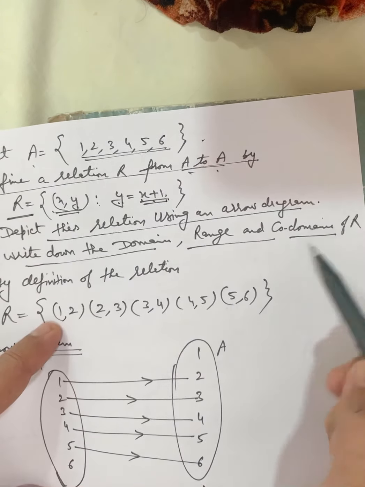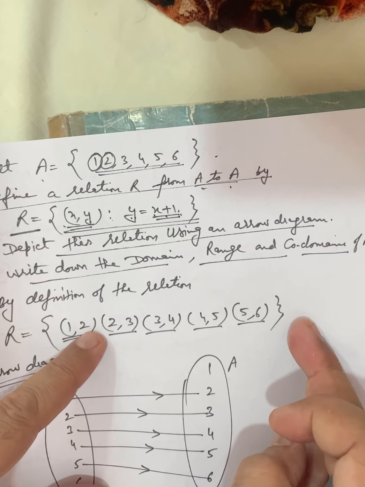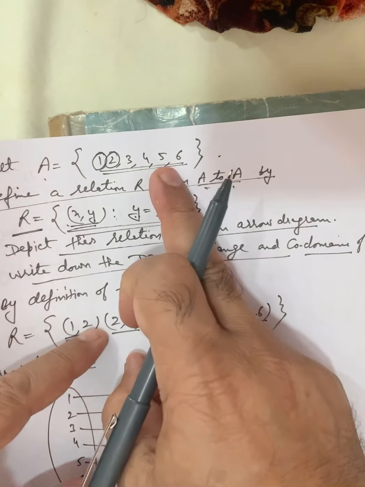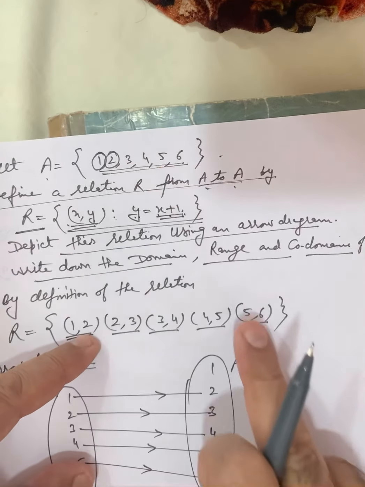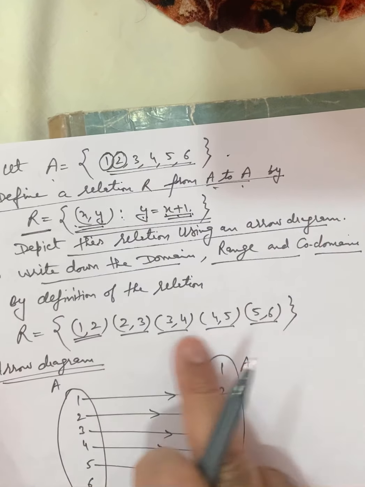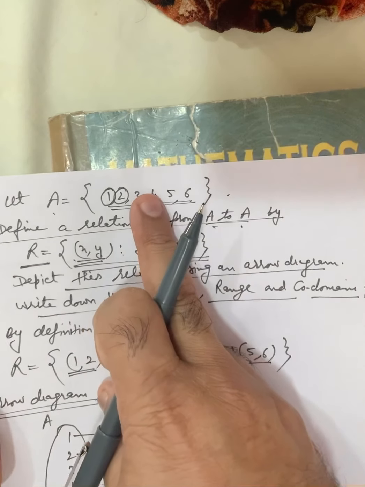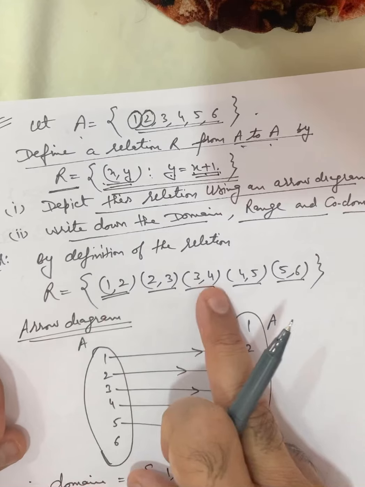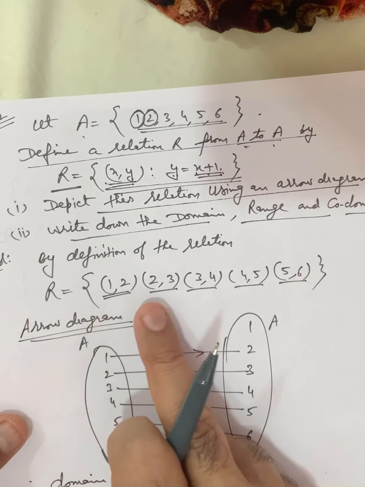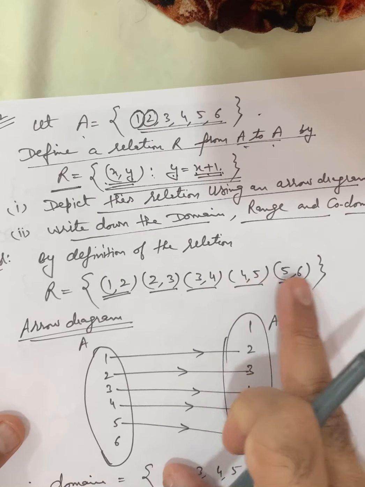Similarly we take 2, it will be 1 more than the first one, so 2, 3; 3, 4; 4, 5; 5, 6; then 6, 7 will not come. Why? Because 7 does not belong to A. All the second elements of the ordered pair will also be from A. So we form these 5 ordered pairs: (1, 2), (2, 3), (3, 4), (4, 5), (5, 6).